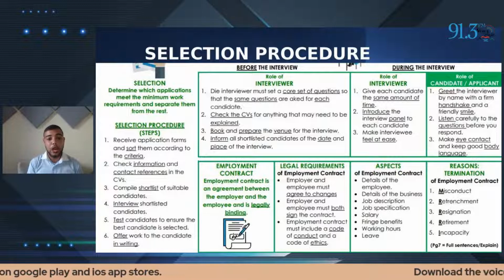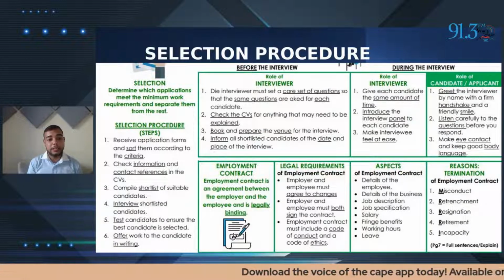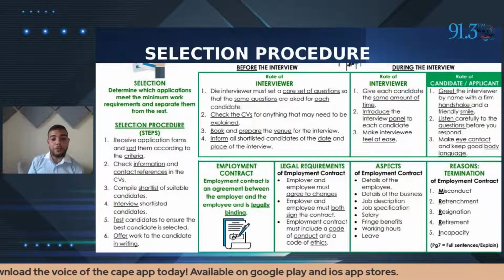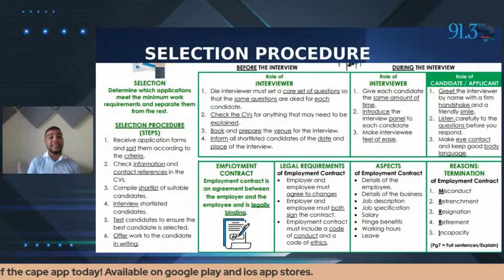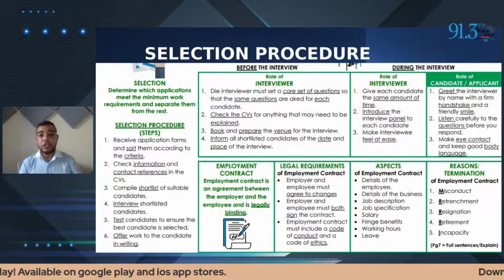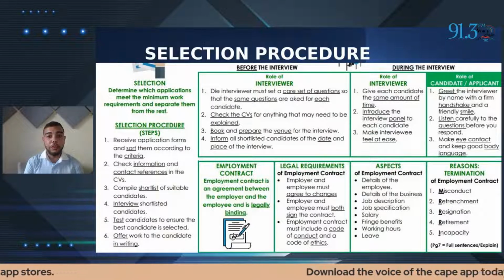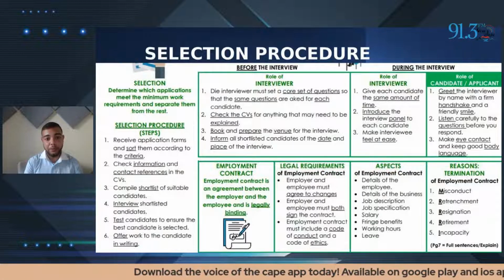Compile a shortlist of suitable candidates. Interview shortlisted candidates, and test candidates to ensure that the best candidate is selected. Offer work to the candidate in writing. So before the interview and during the interview, we'll now go over the role of the interviewer and the role of the candidate.